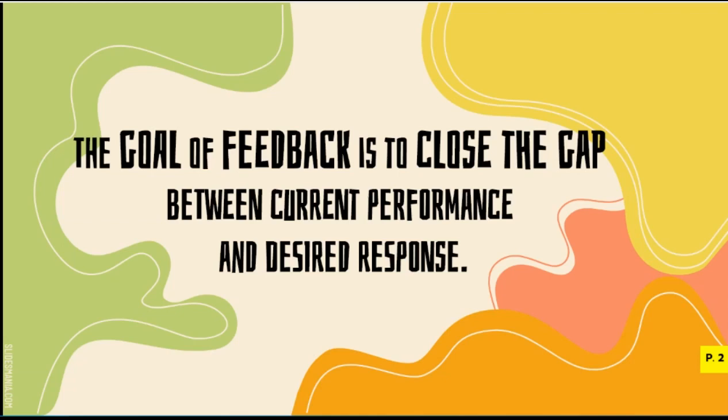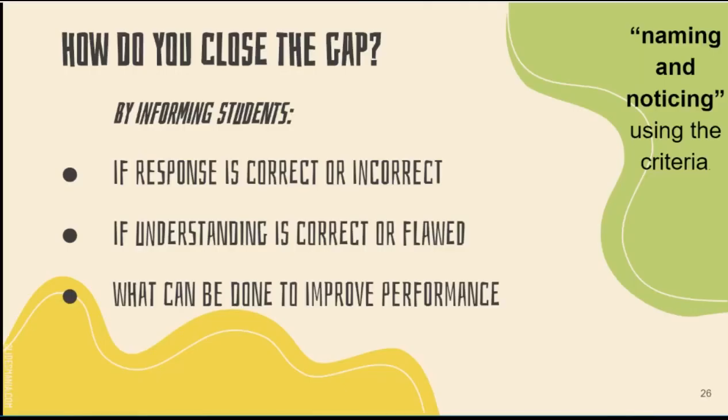That's an important piece. And if the feedback doesn't lead to that, then we're talking about feedback that really isn't as powerful as it possibly could be. How do we close the gap? Well, we need to be really honest. We need to be informing students. They need to know if my response is correct as a student or is it incorrect. Is there some understanding that might be flawed, or is it completely on target? And then what can be done to improve your students' performance? So it's naming and noticing using success criteria, the criteria that was set up to guide the students.